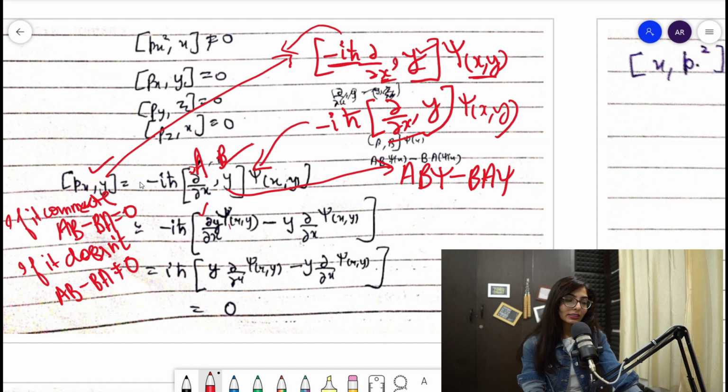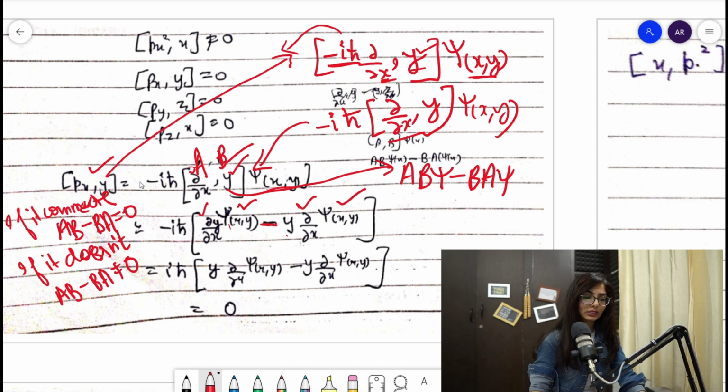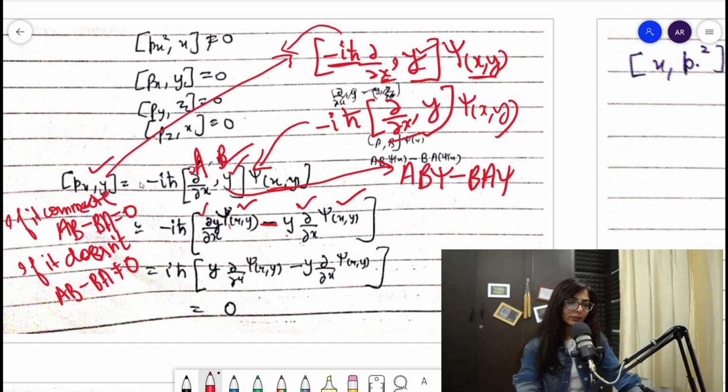Clear? So what will happen now? It is minus. So let's write minus, because AB psi, so I have written psi also, minus BA is there. So B is y now, so you will write y, and then A is there, that is del by del x, and then psi will be there, that is psi(x, y). Clear? So now I'm done with this. So let's simplify it more.